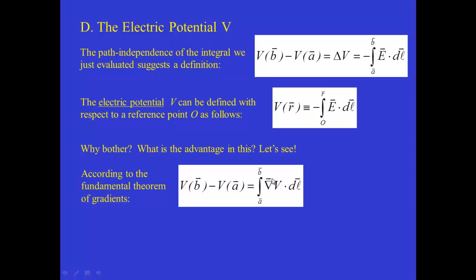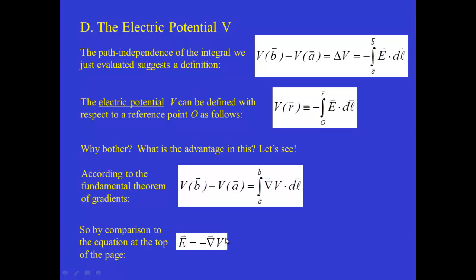And if we compare this equation to the very first one at the top of the page here, we see that the left-hand sides are the same, and that means that the right-hand sides have to be the same. So minus E is nothing more than the gradient of this new quantity V that we've defined. And that is the significance of this result. E is minus the gradient of V. And so this tells us that there's something special about an electrostatic field. It can always be written as minus the gradient of some scalar function.